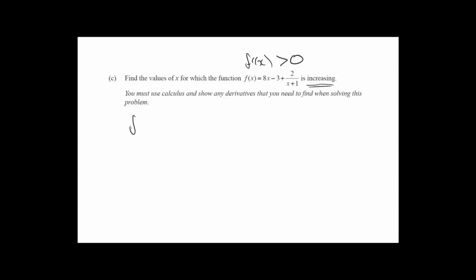So if I have f of x, here is 8x minus 3 plus, and I'm going to rewrite this as 2x plus 1 to the power of negative 1. Notice that these two are the same. And we're going to differentiate each of these terms separately. So f prime of x, when we differentiate the first one, we're going to get 8. When we differentiate the second constant, we're going to get 0.